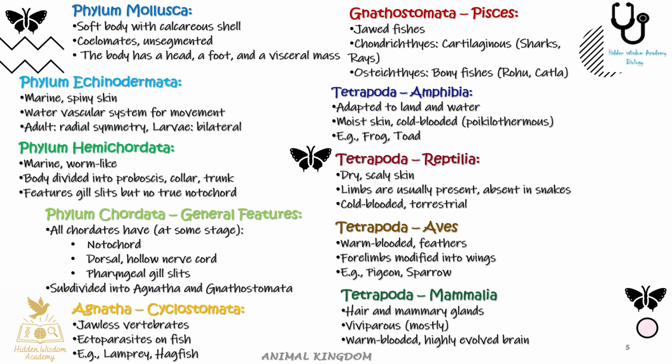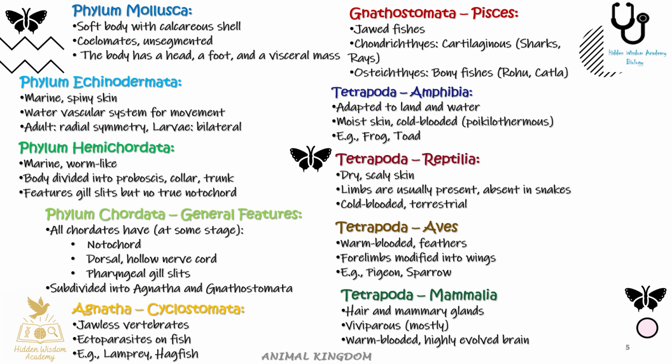Phylum Chordata stands out due to the presence of a notochord, a dorsal hollow nerve cord, and pharyngeal gill slits, at least during some stage of their life cycle. This phylum is further divided into two major subgroups, Agnatha and Gnathostomata.